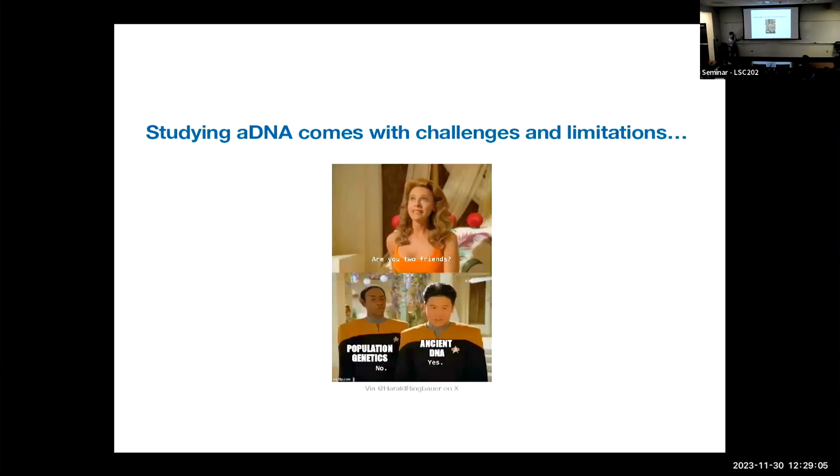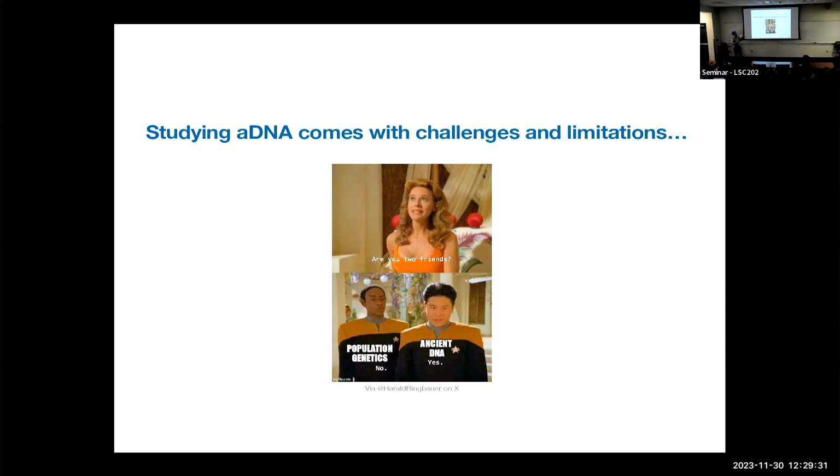We actually can't. I found this meme that says, are you two friends? And then the population genetics says no, and ancient DNA says yes. I think it represents a little bit how I feel, at least. Sometimes population geneticists, with more heavy theory, have some issues with ancient DNA, whereas we who work with ancient DNA say, oh, we are doing population genetics as well.